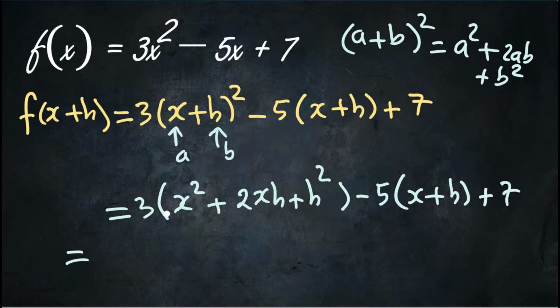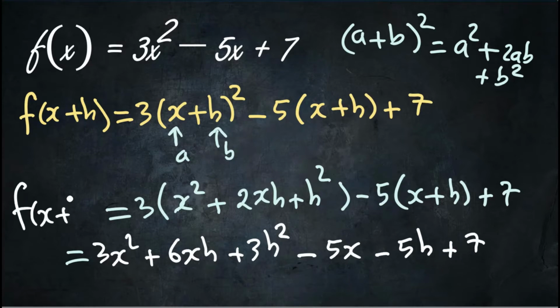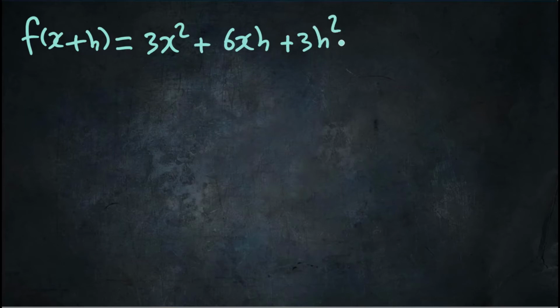Let's expand this further. We have 3x squared plus 3 times 2, 6xh, plus 3 times h squared, 3h squared, minus 5x, minus 5h, plus 7. This is f of x plus h. I'm going to copy it here. It's 3x squared plus 6xh plus 3h squared minus 5x minus 5h plus 7.